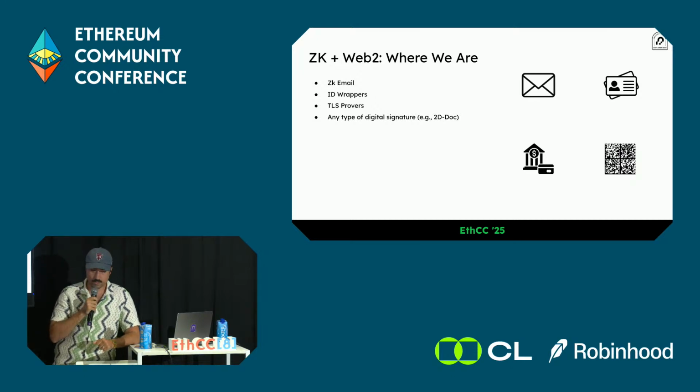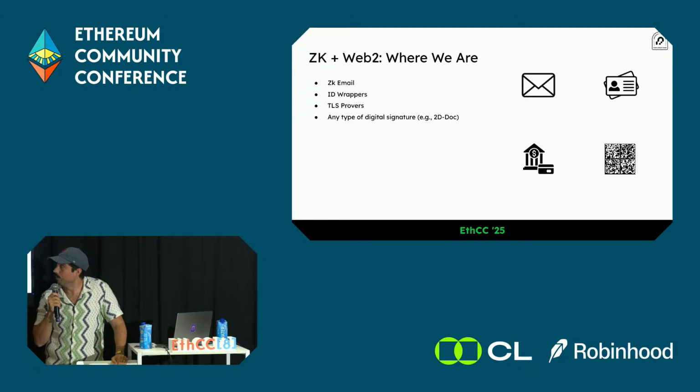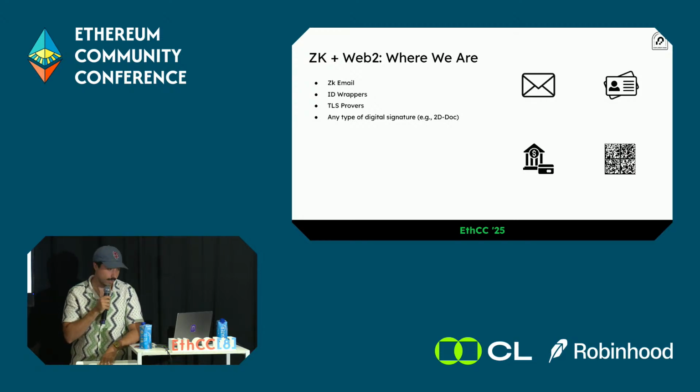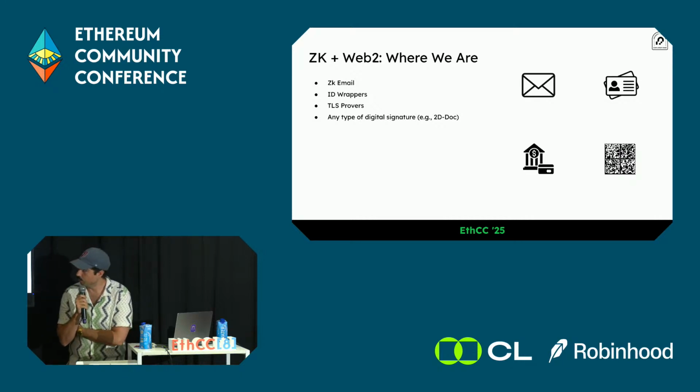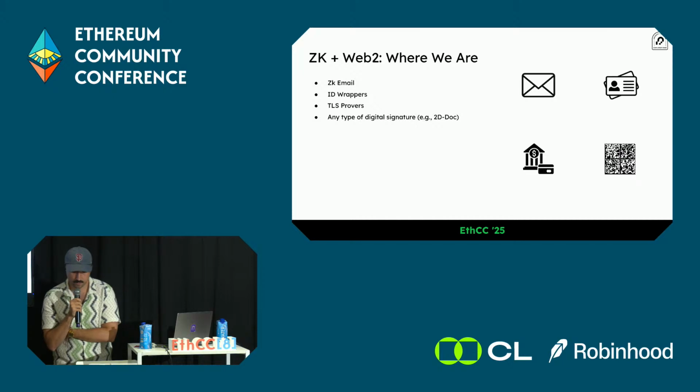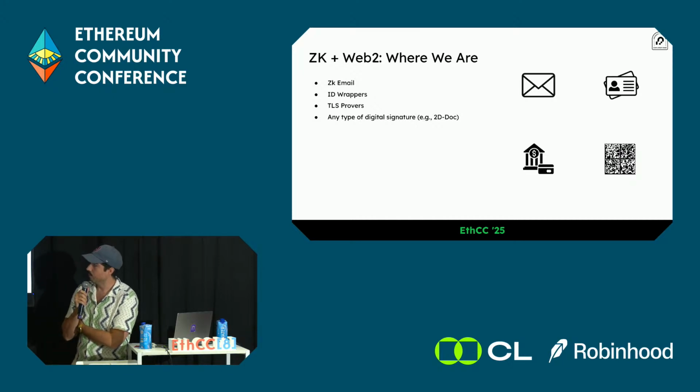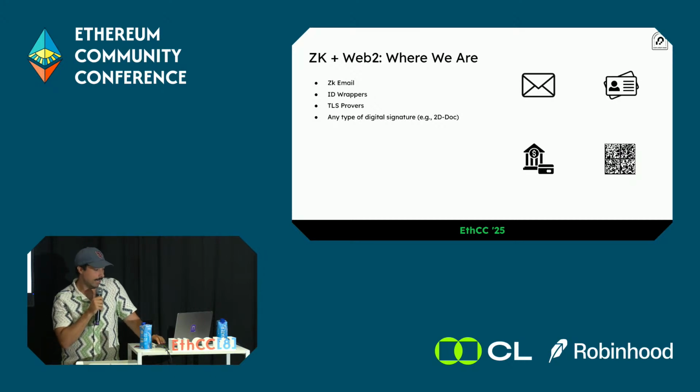So I wanted to start with a picture of the situation right now, where we are with importing Web2 data with ZK and building all these credentials. Today in 2025, it's possible to prove a statement from your email box. We have all these ID wrappers, Anon Aadhaar, ZK Passport, Self, that allow users to prove a statement from their identity document. We have the TLS provers, and for any type of signature we know at the moment how to snarkify it and prove a statement from that.